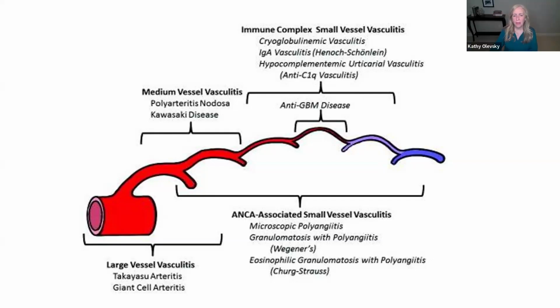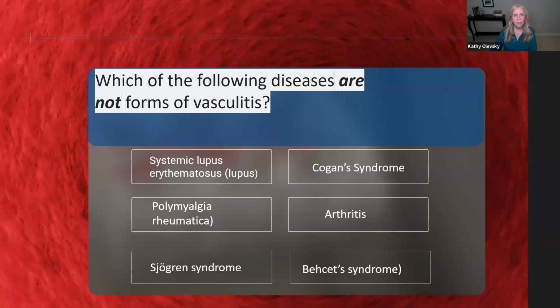Okay, well, great. I think it's always confusing to patients to learn that they have medium, large, or small vessel, but that certainly does help us understand it. And moving along, the next one is, which of the following diseases are not forms of vasculitis? Systemic lupus, Cogan syndrome, polymyalgia rheumatica, arthritis, Sjogren's syndrome, or Behçet syndrome?